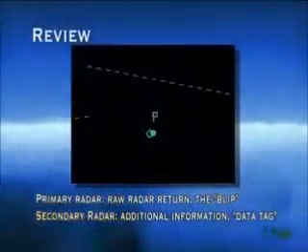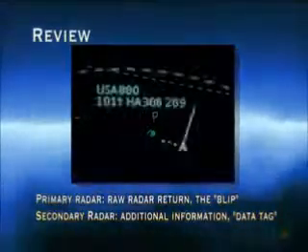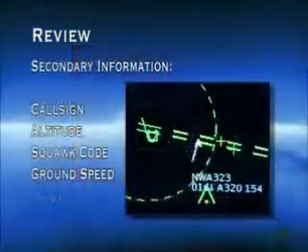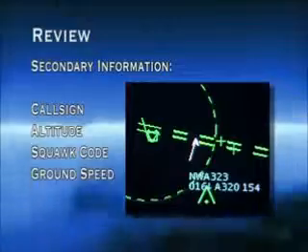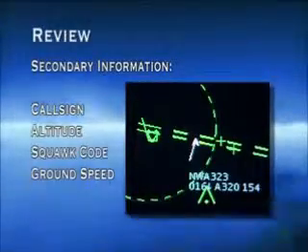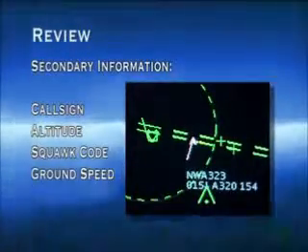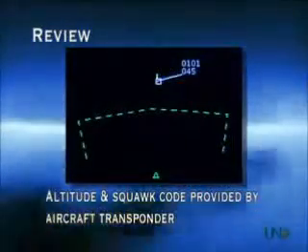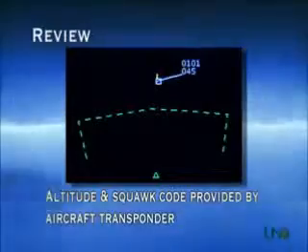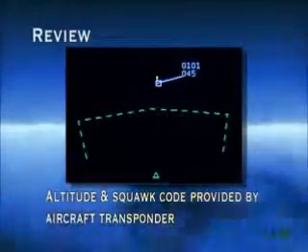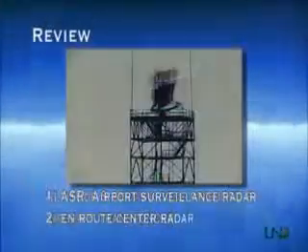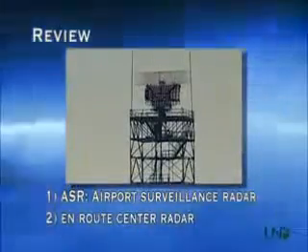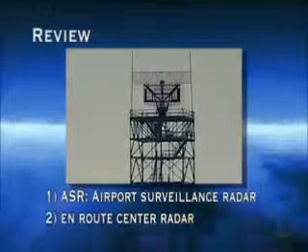Primary radar is simply the blip that the sweep detects. Secondary radar is information displayed along with the blip. Air traffic control radar systems provide secondary information, such as aircraft call signs and altitudes, squawk codes, and ground speeds. Altitude and squawk code information is supplied by an aircraft's transponder, which sends the information back to the receiver at the radar site. Radar has two basic uses in air traffic control. These are airport surveillance radar, or ASR, and en route center radar.